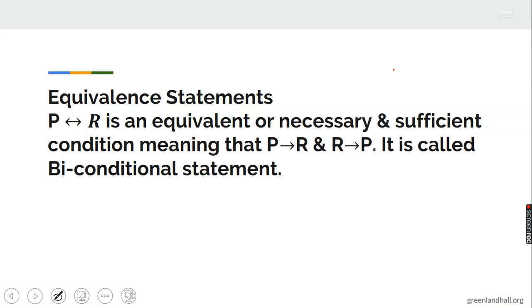Equivalence statement. This is an equivalence, and this is the symbol used: P is equivalent to R. This is an equivalence statement if P if and only if R is an equivalent statement, or necessary and sufficient condition, meaning that P implies R and R implies P. It is called biconditional statements. Biconditional statements. Necessary and sufficient condition.